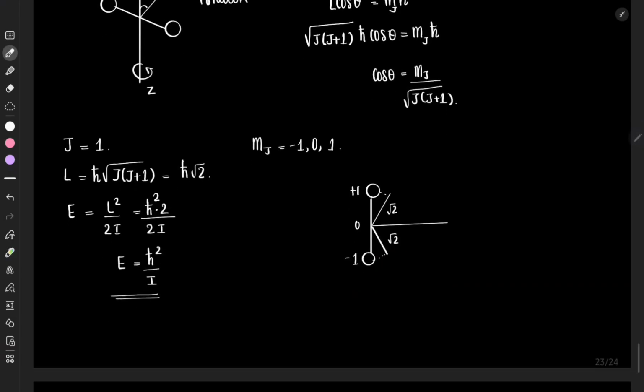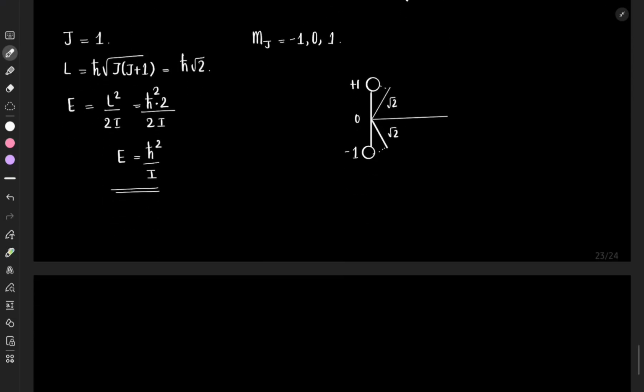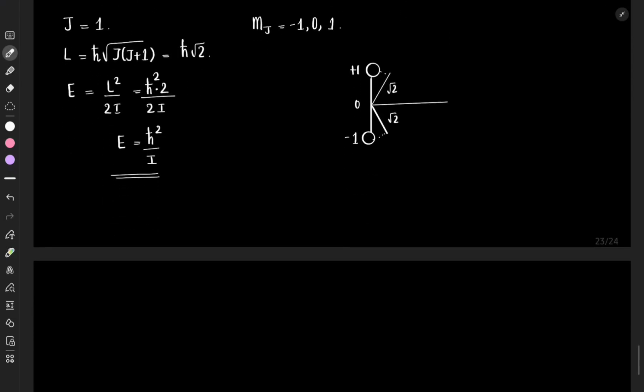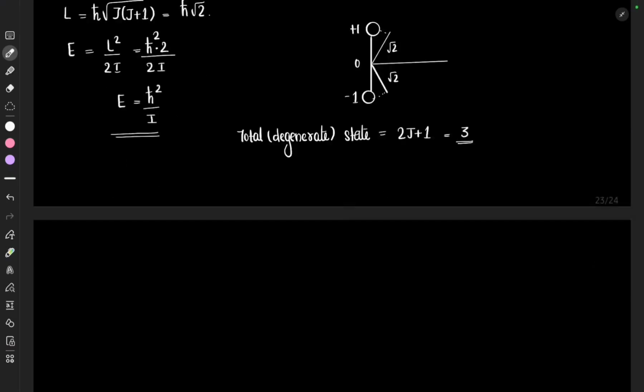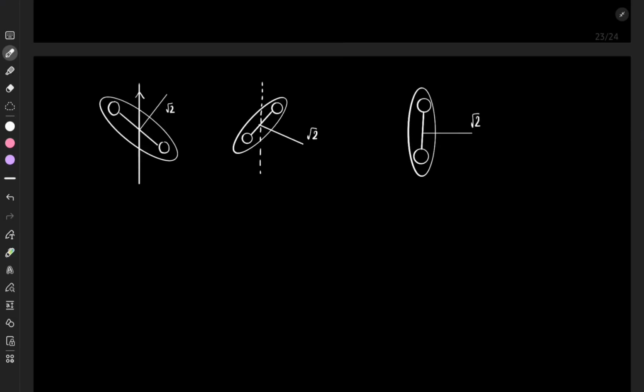So Z axis is the reference axis, or we can call it the molecular axis, and we can calculate the total number of degenerate states, that is 2j plus 1. So total degenerate states, 2j plus 1 is nothing but 3, which means it's threefold degenerate. So there are 3 types of alignment. Okay, so these are the 3 orientations.